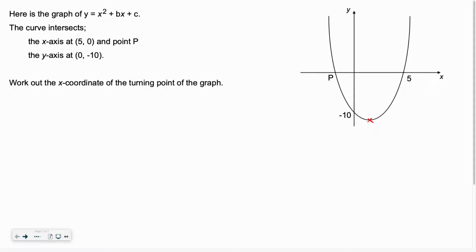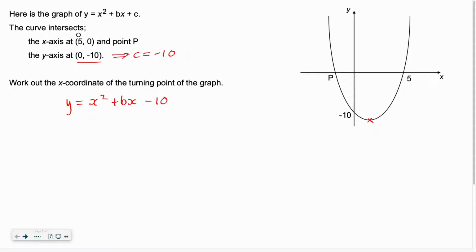Well, straight away we can state the value of c using this information here. Because when x is 0, 0 squared cancels, and b times 0 will cancel as well. So y will just equal, -10 will just equal c. So straight away from that we can say c equals -10. And when we put c as -10 into the equation, we get y equals x squared plus bx, and then c becomes minus 10.